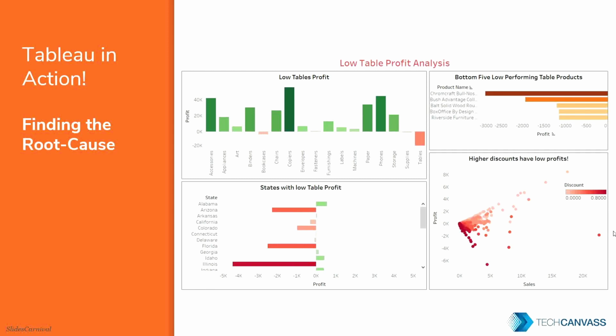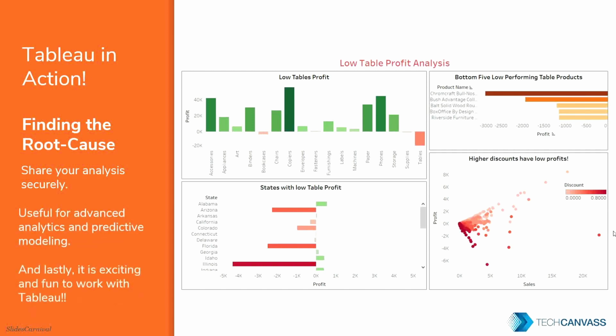Then we look at the states with low table profits. And in the end, in the scatter plot on the right, we can see that because tables have higher discounts, they are contributing to lower profits. So this is how we try to find the root cause of low profits in tables. So Tableau basically shares your analysis securely. It is useful for advanced analytics and predictive modeling. And lastly, Tableau is exciting and fun to work with.